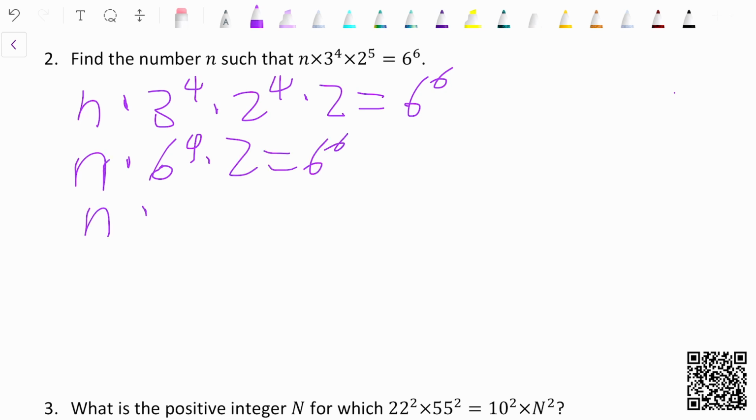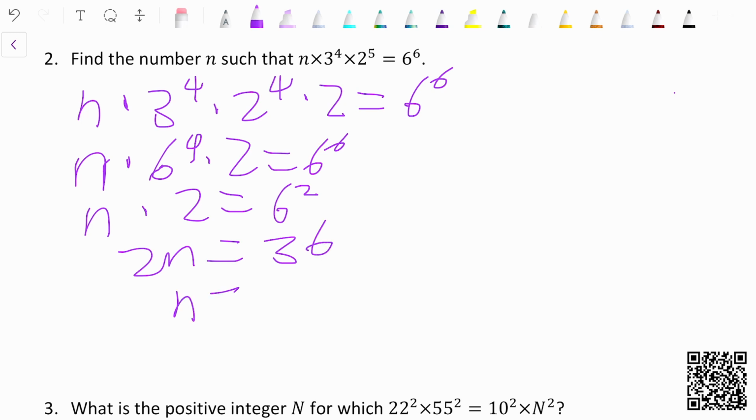And then we could move the 6 to the power of 4 over, turning into a divide by 6 to the power of 4, and 6 to the power of 6 divided by 6 to the power of 4 is 6 to the power of 2. So 2n equals 6 to the power of 2, which you can now solve: 6 times 6, 36. If 2n equals 36, then n would equal 18. So n equals 18.